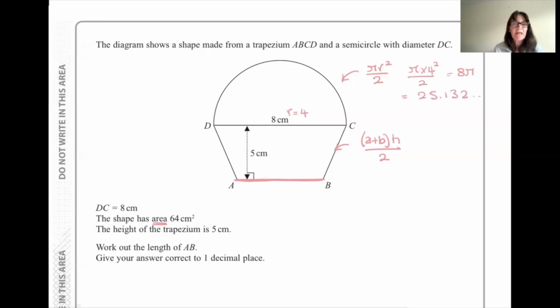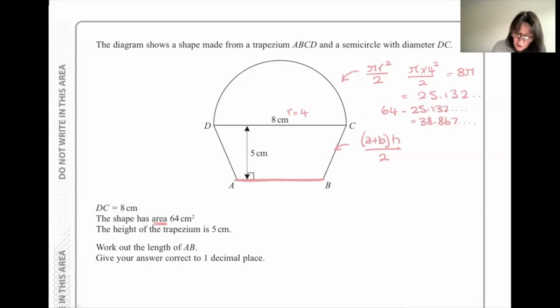Now I know that the full shape area is 64. So I'm going to do 64, take away my 25.132, and on it goes, which gives 38.867, and on it goes. Notice I'm not rounding. Shouldn't round until the very end. That number is now sitting on my calculator display.